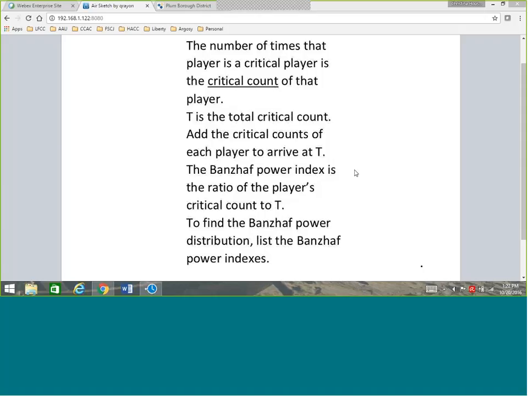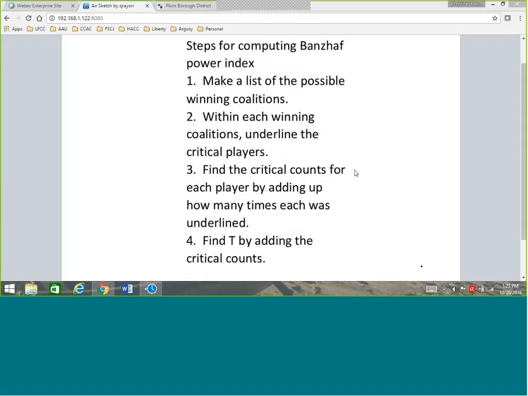If the website wants you to find the Banzhaf Power Distribution, then it's going to ask you for all the ratios. That's the only difference there. Okay, so here are the steps for computing the Banzhaf Power Index.